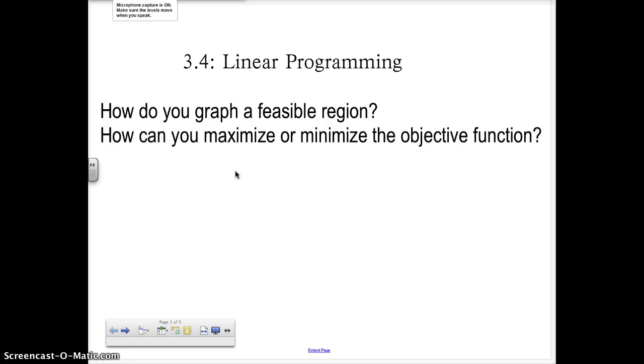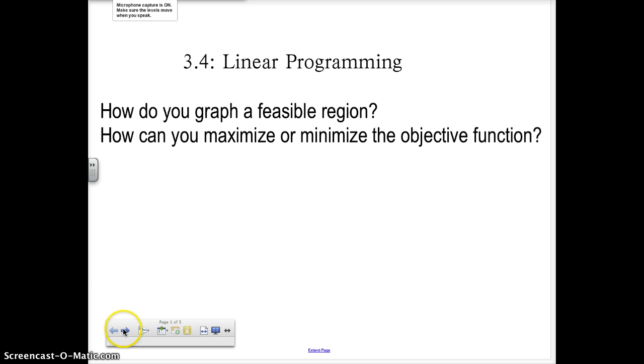Okay, so we take a lot of what we cover in 3.3, systems of linear inequalities, and apply it to these real-world situations in 3.4 when we talk about linear programming. Linear programming is used when we have to look at a function or a set of functions and talk about how we can get the best value to fit these functions.